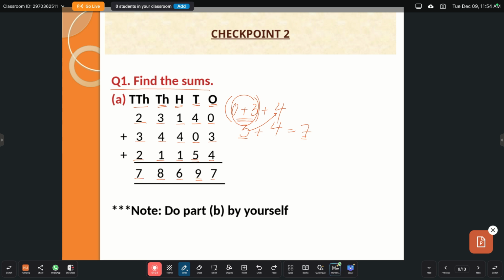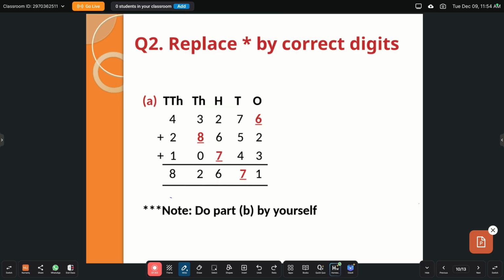Okay, after adding these three addends, we got the sum, and the sum is 78,697. Okay, you will do part B yourself. Now we will move to question number 2.